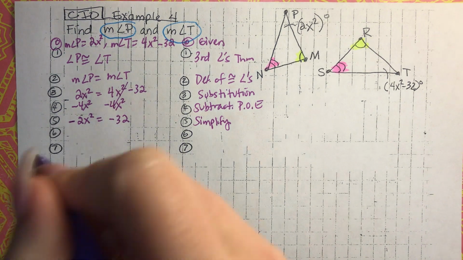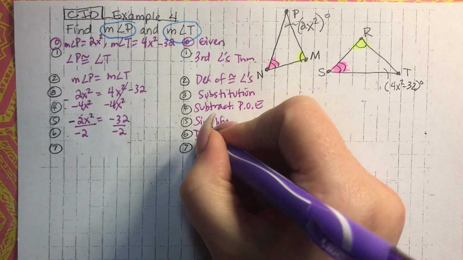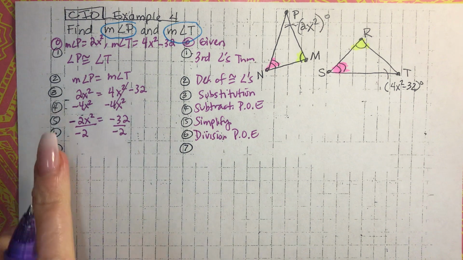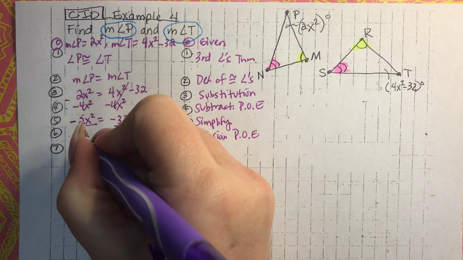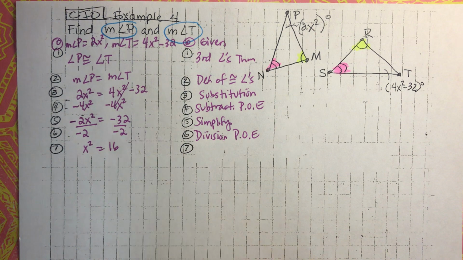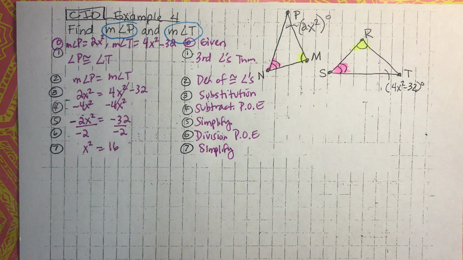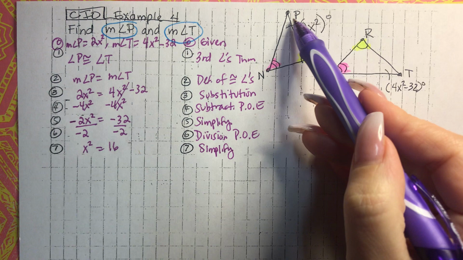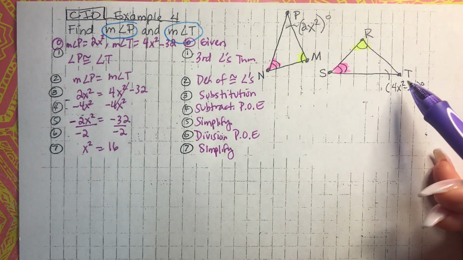And then we need to get the x by itself, so we have to divide both sides by negative 2. Division property of equality. A negative divided by a negative is a positive. 2 divided by 2 is 1. 1 times x squared is just x squared. A negative divided by a negative is positive. 32 divided by 2 is 16. So simplify. Okay, and at this point, this is where we try to figure out what x is. But wait, if you look here, angle P is in terms of x squared, and angle T is in terms of x squared. So we can just leave it in terms of x squared.